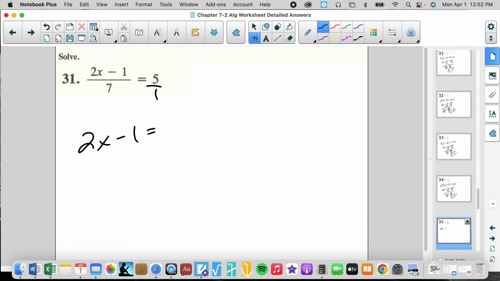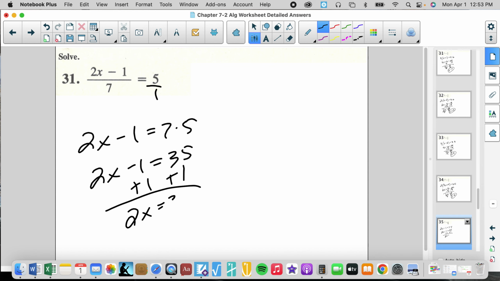2x minus 1 equals 7 times 5. 2x minus 1 equals 35. Add 1. 2x equals 36. X equals 18.